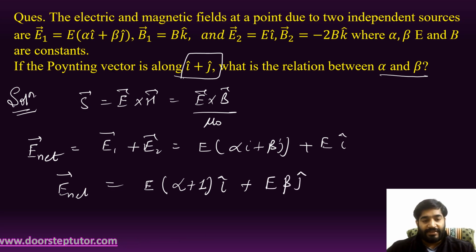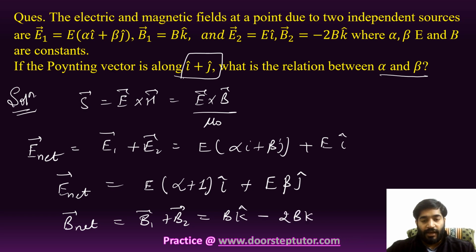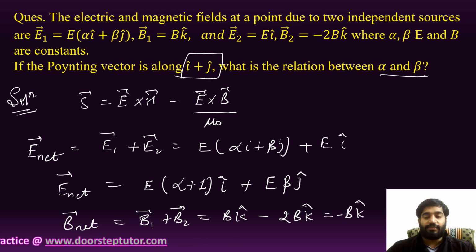Simple. Now in the same way you can find the B net also. So B net is also going to be the B1 vector plus B2 vector, as we decided for E. Now what is B1? B1 is B K cap and it's minus 2 B K cap. And if we do so, we get minus B K cap. So this is the B net. B net is along the K cap and E net is along the I and J cap.